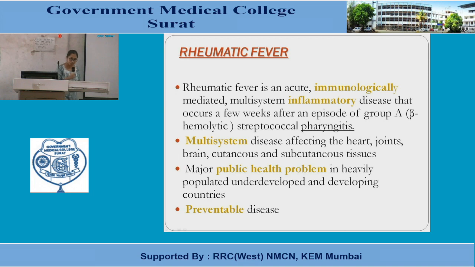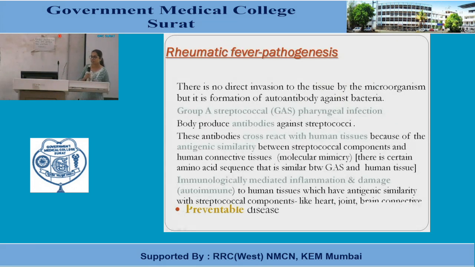So, what is the pathogenesis of rheumatic fever? There is no direct invasion of the tissue by the microorganism, but it is the formation of autoantibodies against the bacteria. First of all, there is group A streptococcal pharyngeal infection. So, the body produces antibody against streptococci. Now, this antibody cross-reacts with the human tissue because of antigenic similarity between the streptococcal component and human connective tissue. That is also termed as molecular mimicry. There is a certain amino acid sequence that is similar between the streptococci and the human connective tissue.